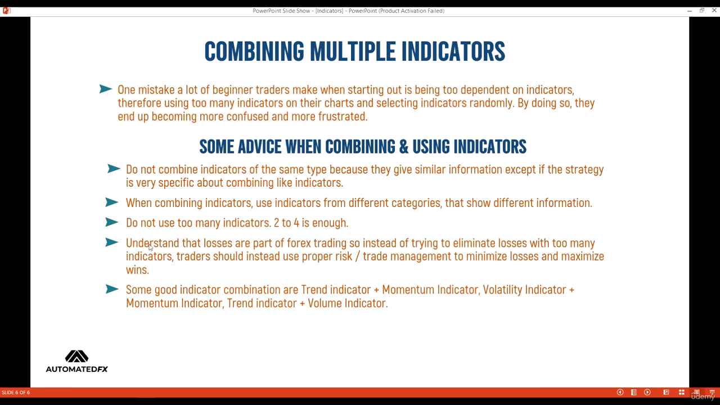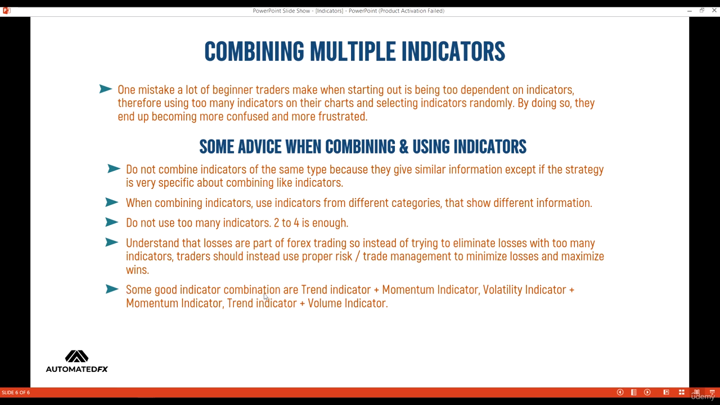This point says understand that losses are part of forex trading. So instead of trying to eliminate losses with many indicators, traders should use proper risk management and trade management to minimize losses and maximize wins. We are going to look at risk management and trade management as a whole module. After you go through this, you learn how to maximize your profit and minimize your losses.